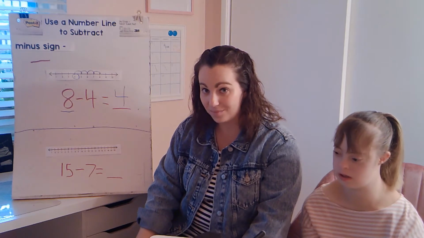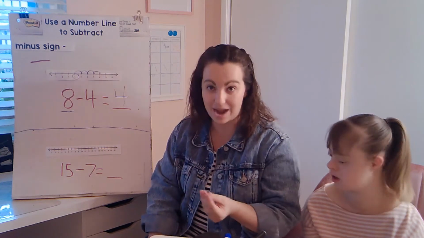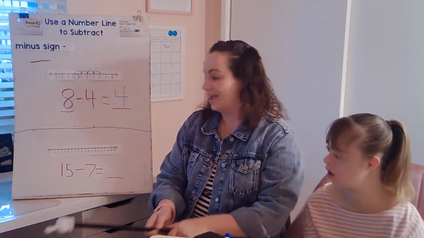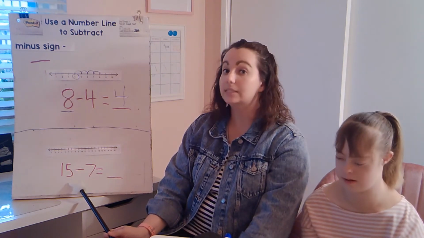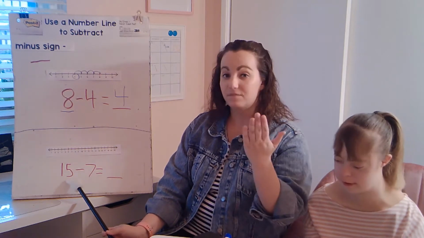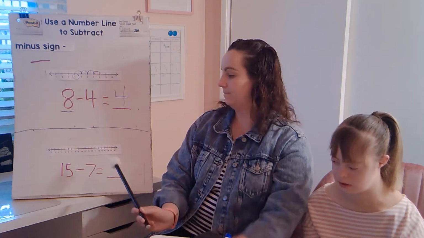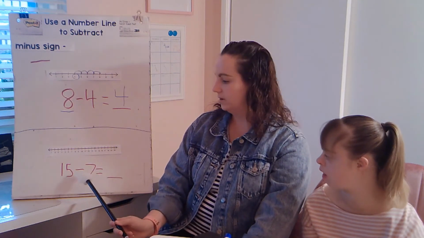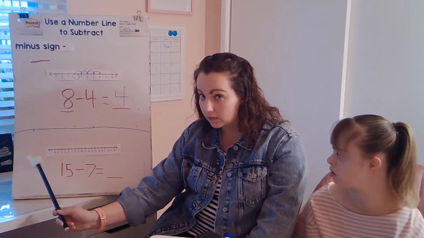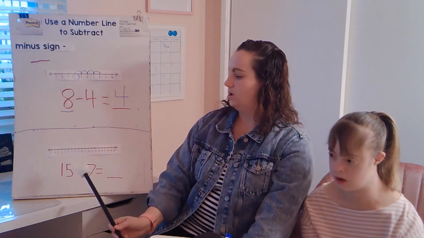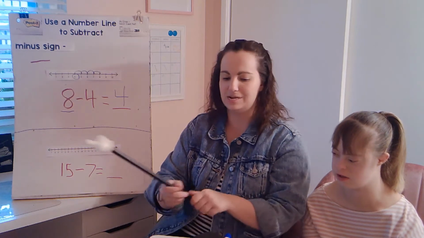Should we look at our next problem? I think the best way to get better and better at number lines is just practicing and practicing, okay? Let's go ahead and read our next subtraction problem. Ready, set, read with me. 15. Nice job, Kaylee. Take away 7 equals. Remember, that minus sign means take away, subtraction. We're going to go back on the number line, okay? What number am I going to start with on the number line? 15. Good work, Kaylee.